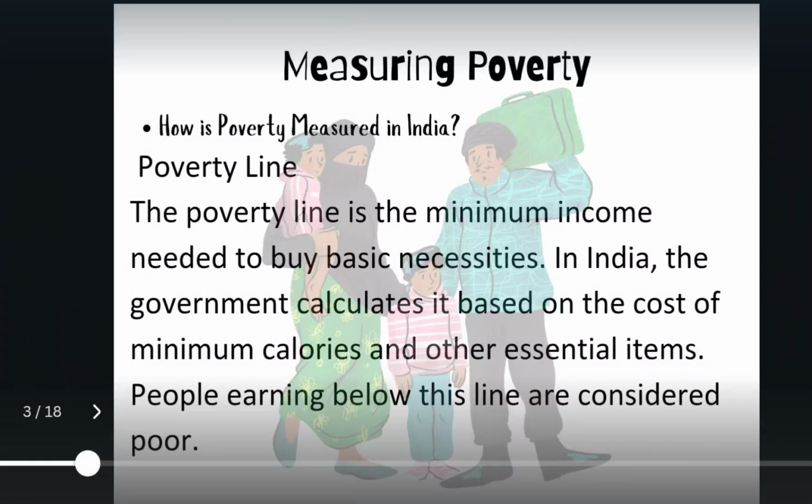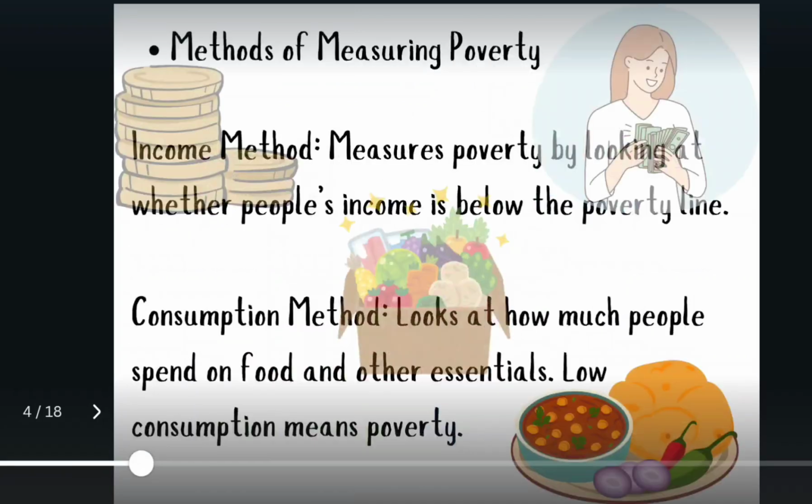So, how is poverty measured in India? The poverty line is the minimum income needed to buy basic necessities. In India, the government calculates it based on the cost of the minimum calories and other essential items. People earning below this line are considered poor. So there's a line, there's like a limit, and if there are any people earning below that, then they are considered under the poverty line.